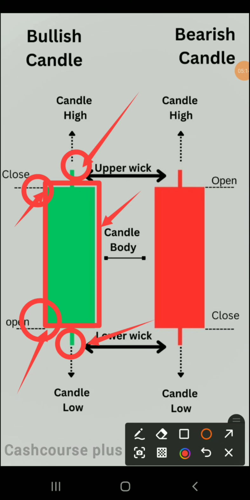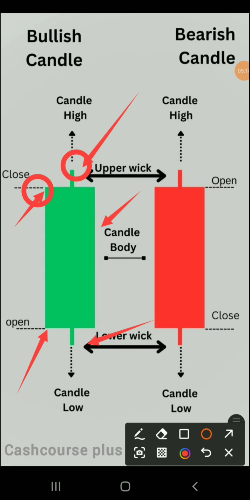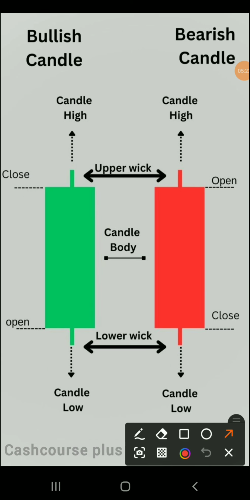I'm going to explain each and every one of these one after the other, starting with the open of the candlestick. Guys, this is the open of the candlestick. In the bullish scenario, the open of the candlestick is always at the bottom, because price is tending to go up. That's why the candlestick's open must be at the bottom, because the price wants to go up.